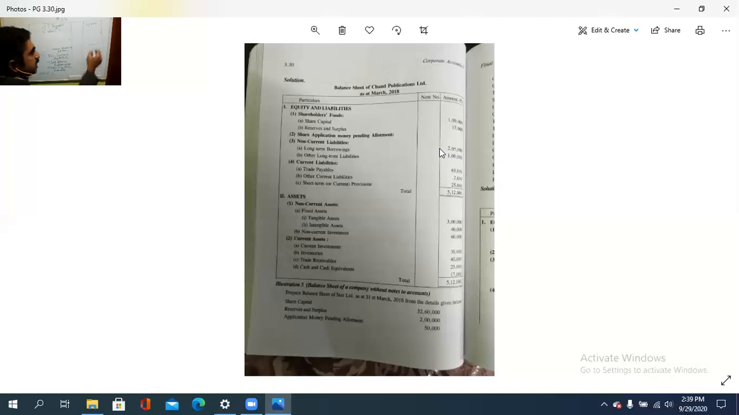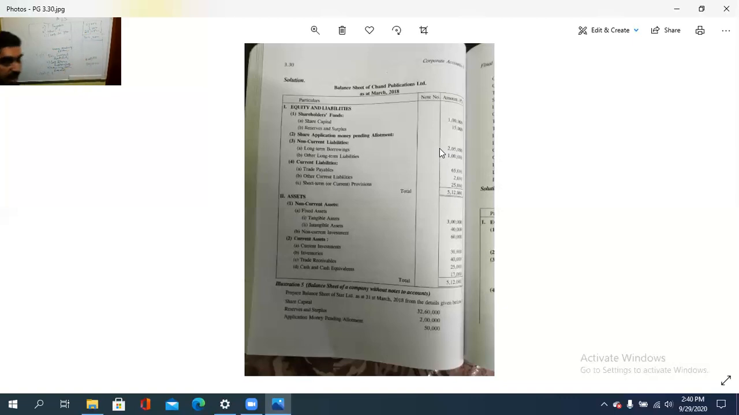It is 2000, other current liability, that is already given in the question. Then short term provision, it is 25,000. So take the total of all these, that is the liability side, isn't it? 5,12,000.